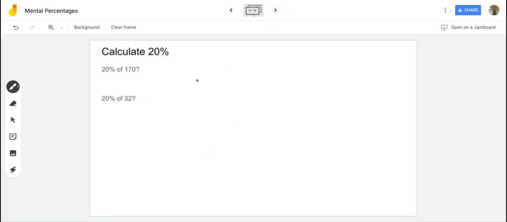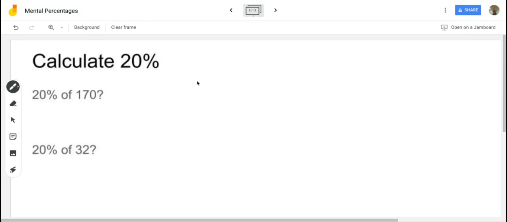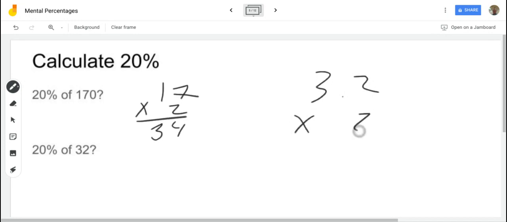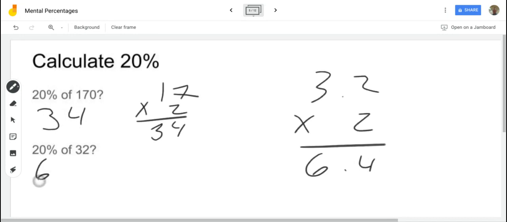So mentally, quickly, try to figure out what these answers are. 20% of 170 and 20% of 32. Start by finding 10%. 10% of 170 is 17. Multiply it by 2, and you get 34. What about 20% of 32? 10% of 32 is 3.2. Multiply that by 2, you get 6.4. So we found out 34 was 20% of 170, and 6.4 is 20% of 32.